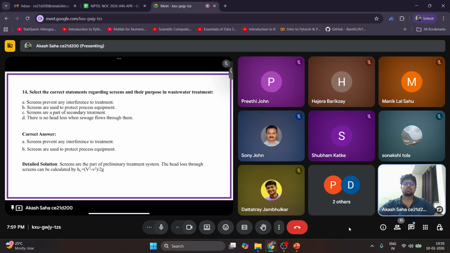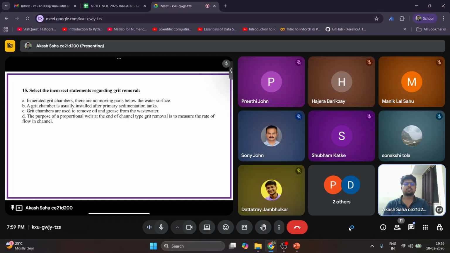Head loss is equal to capital V squared minus small v squared, that is the approach velocity and the channel velocity, both are there, divided by 2g. Okay, we will solve a problem based on that, so don't worry about it.